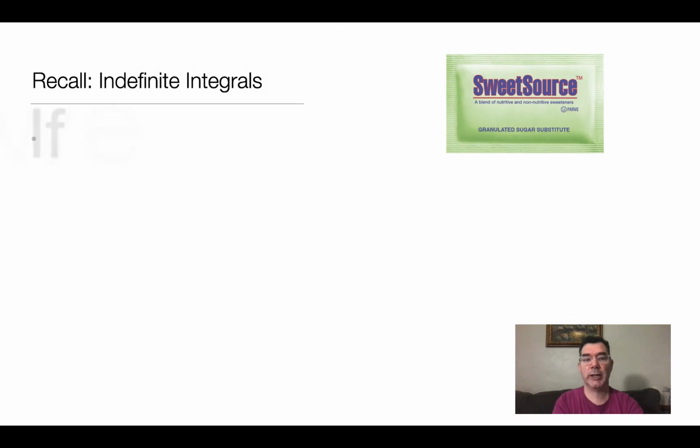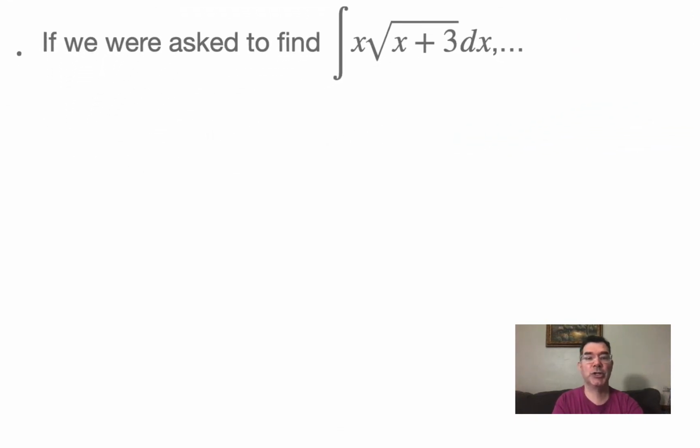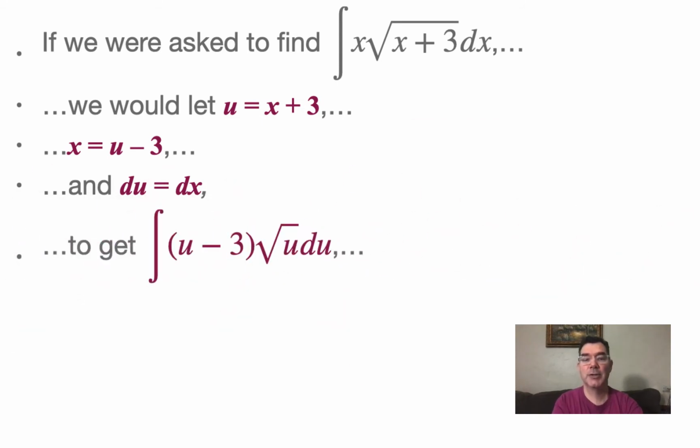So let's get started. If you remember when we had indefinite integrals, what we would do is we would let u equal something, and then we would find what x would equal in terms of u, just in case we needed to replace that as well. And we would figure out what du is, and if possible, figure out what dx was, so that we can make a nice substitution so that everything is in terms of u instead of x. So that's what my integral would look like after I make those substitutions.